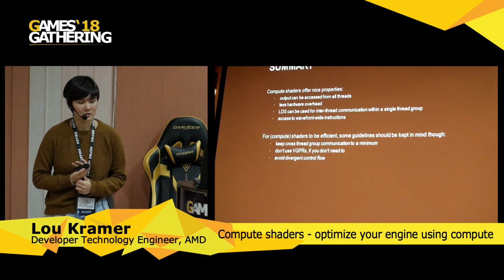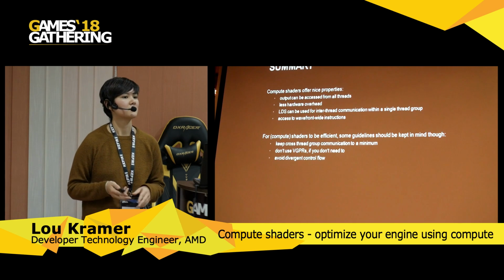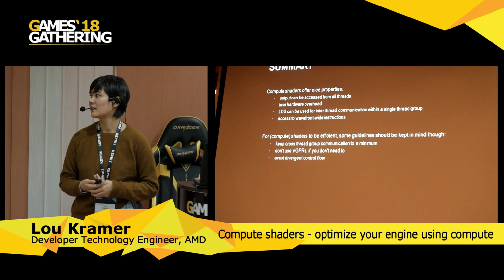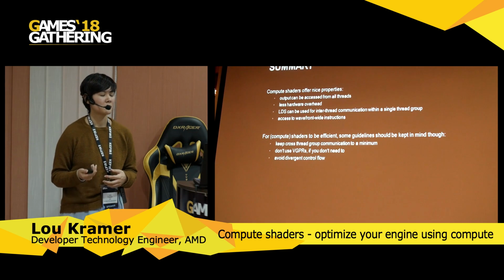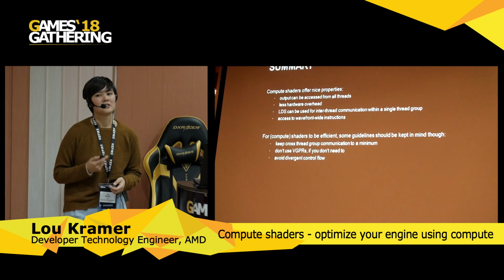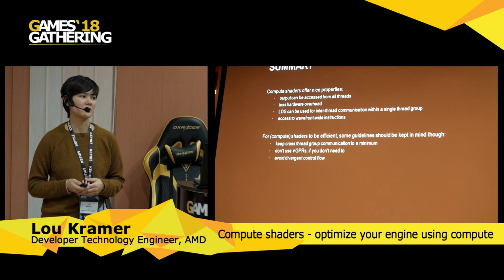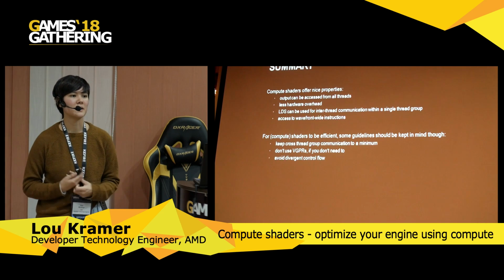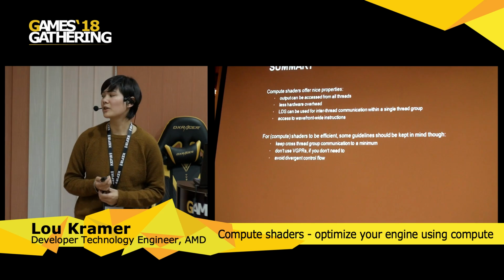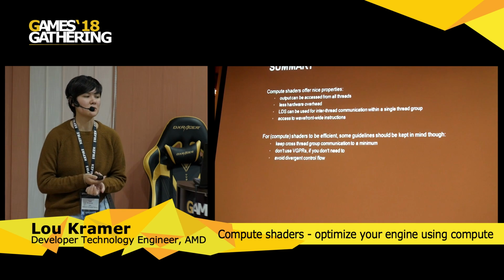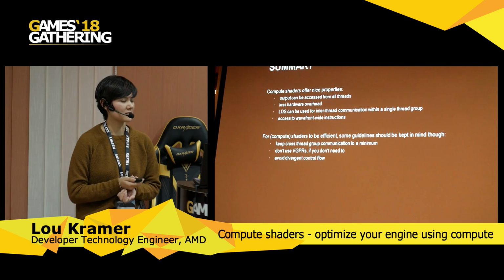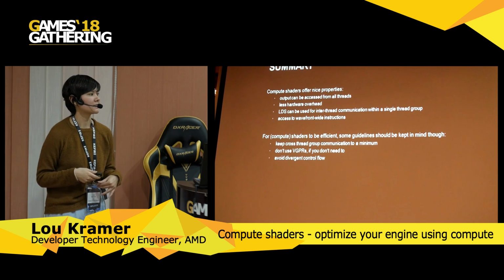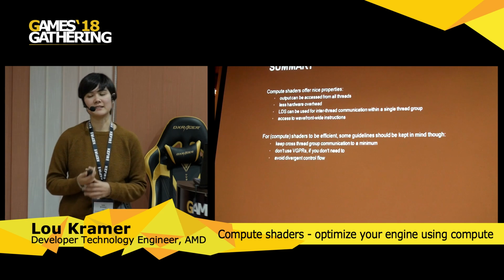Then it's also important that you keep some programming guidelines in mind to make sure that your compute shaders are really efficient. This means cross-thread group communication should be kept to a minimum because it's really slow. It goes to L2 or even global memory. This diminishes the advantages you have by using compute shaders, so you should avoid this. Then also avoid divergent control flow. This also holds for other shader stages, and the same is true for VGPRs, because otherwise you reduce the ability to hide latency.